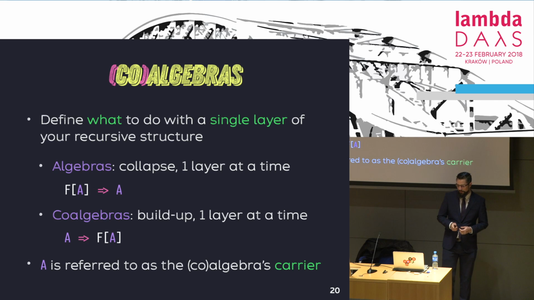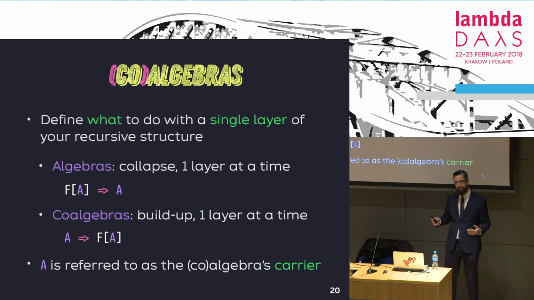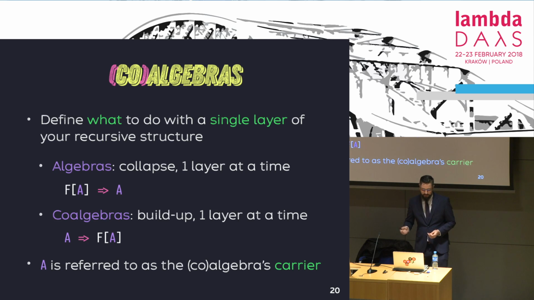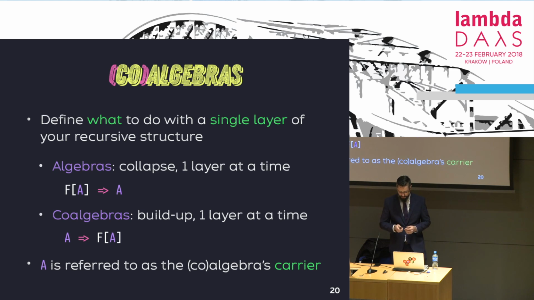Okay? And like everything in category theory, when you add co in front of the name, you reverse the arrows and you get a new thing, and that's it. That is coalgebra. A coalgebra builds up one layer at a time of your structure, and it's just a function from a to f of a. And also, in the context of recursion schemes, the a of the algebra is often referred to as the carrier of the algebra. That's just a bit of vocabulary.